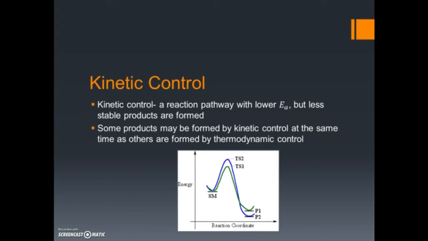Kinetic control. Kinetic control is a reaction pathway with lower activation energy, but less stable products are formed. Some products may be formed by kinetic control at the same time as others are formed by thermodynamic control. So some of your products may be thermodynamically controlled and some of them may be kinetically controlled. The green line is kinetic control, which has lower activation energy than the blue line, which is thermodynamic control. But the green line forms less stable products than the blue line does.